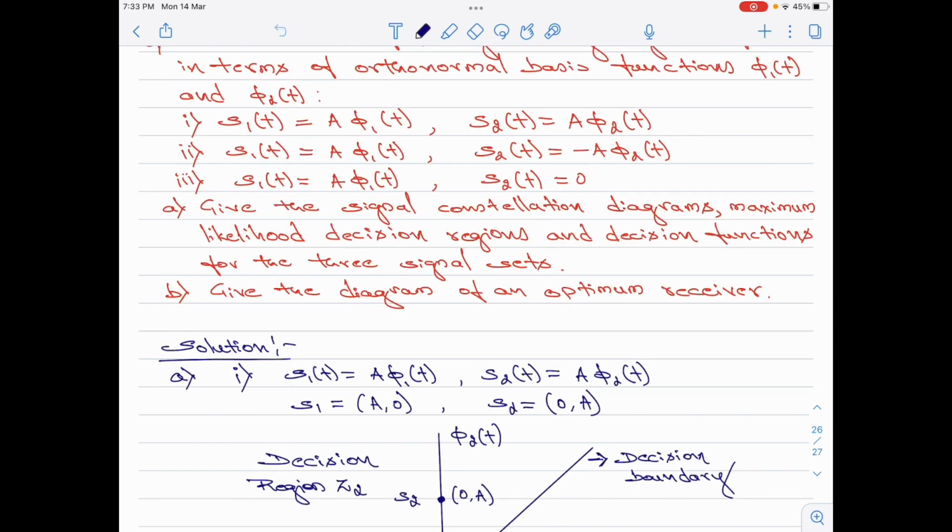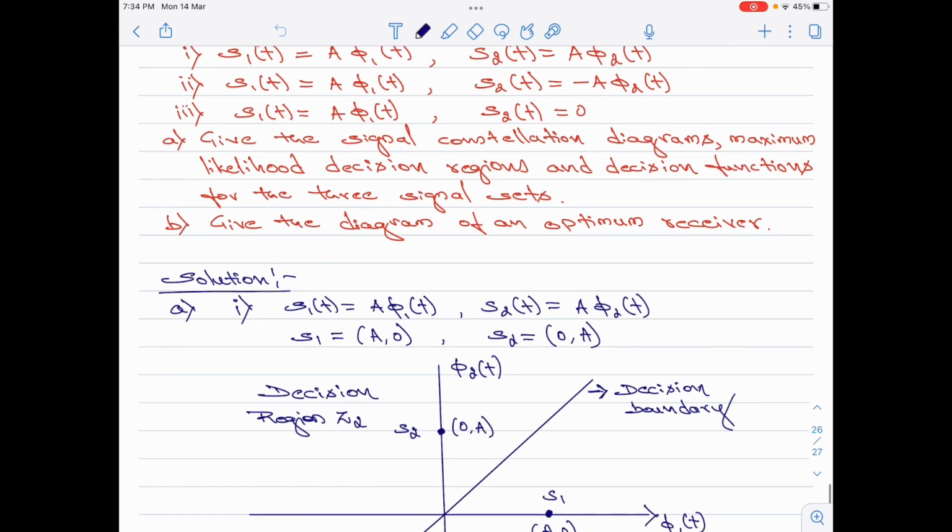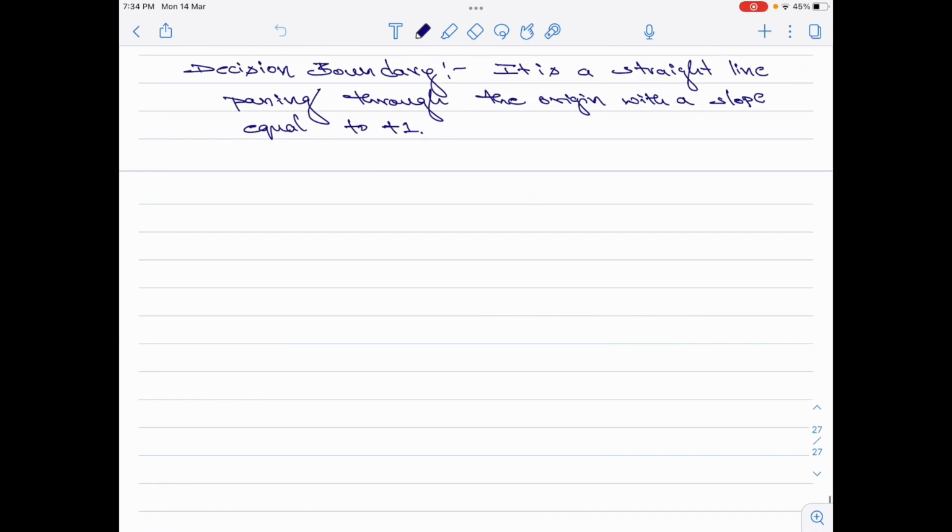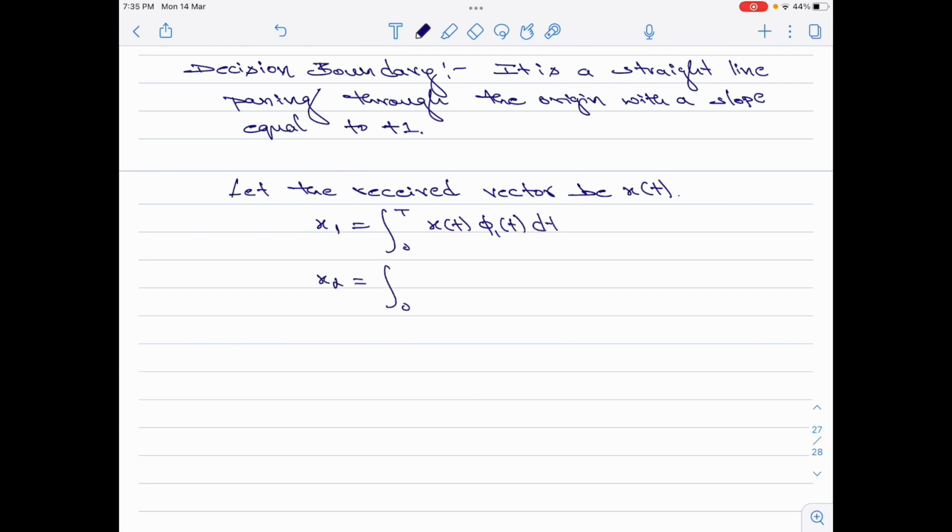Further, coming back to the part A, you can see that we are also asked to give the decision functions for the signal set. So, let us now come back and write the received vector as x of t. Since the constellation diagram is 2-dimensional, the x of t will have 2 coordinates, let us say x1 and x2, which are given as x1 equals integral 0 to capital T x of t into phi 1 of t dt and x2 equals integral 0 to capital T x of t into phi 2 of t dt.